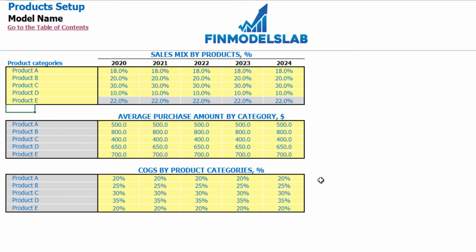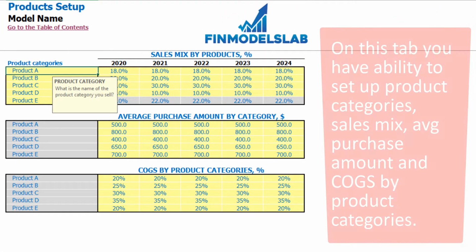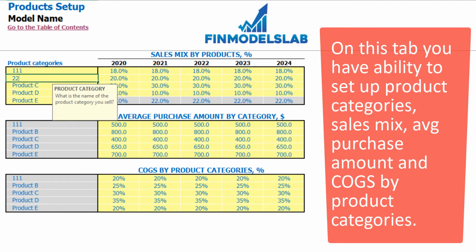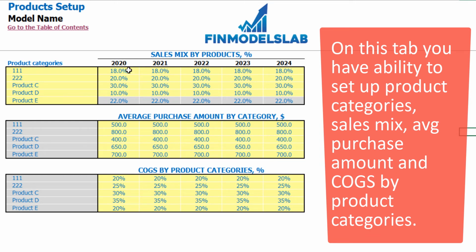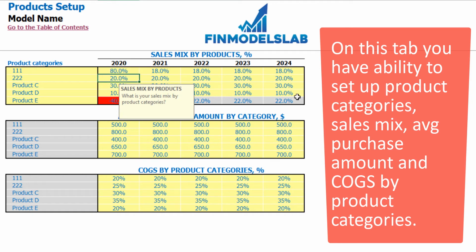On the product step, you can input product categories names like 111, 222, etc. Any name you need, and you can set up the sales mix by products. For example, if you will input something wrong, like 80%, your product number 5, which is 100% minus sum of breakdown of previous 4 products, will be minus 40%. You will see the red color. This means you input something wrong.